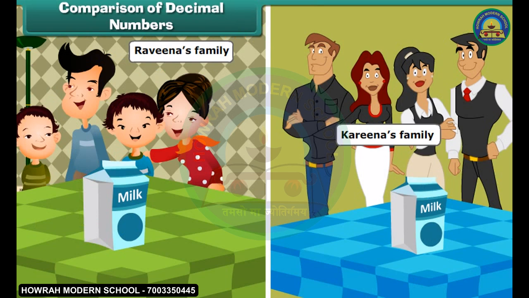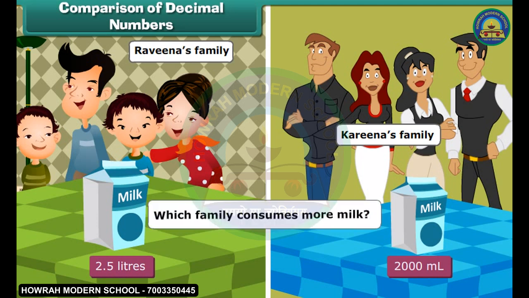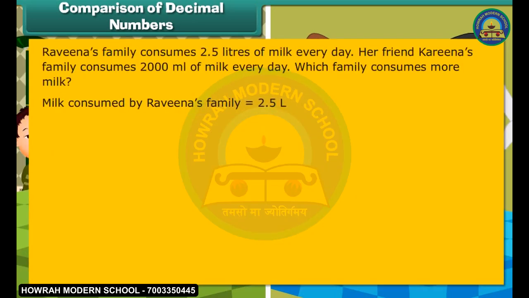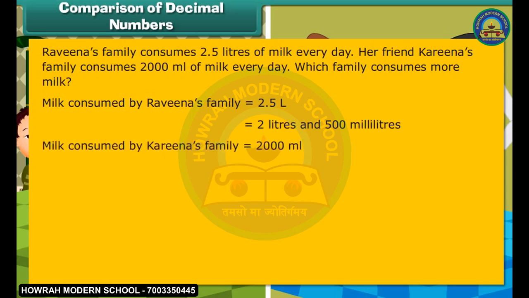Ravina's family consumes 2.5 liters of milk every day. Her friend Karina's family consumes 2000 milliliters of milk every day. Which family consumes more milk? Milk consumed by Ravina's family is equal to 2.5 liters. That is equal to 2 liters and 500 milliliters. Milk consumed by Karina's family is equal to 2000 milliliters.